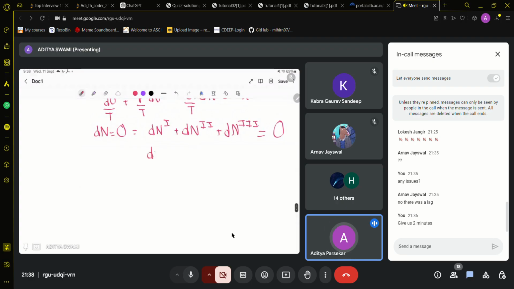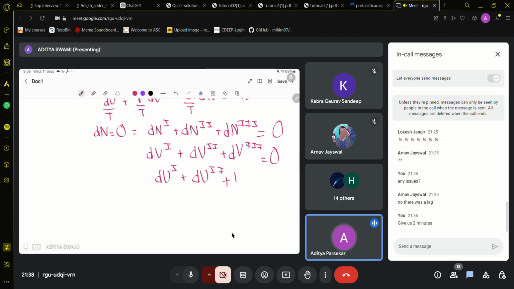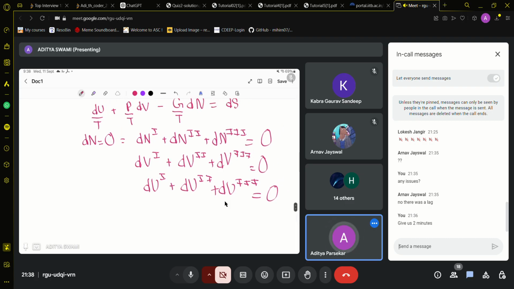Similarly, I'm also going to have dV1 plus dV2 plus dV3 equals 0. The system boundary is fixed here, it's not going to explode, so dV is going to be equal to 0. Then similarly, the total internal energy dU1 plus dU2 plus dU3 is also equal to 0. Now I'm going to use these equations.